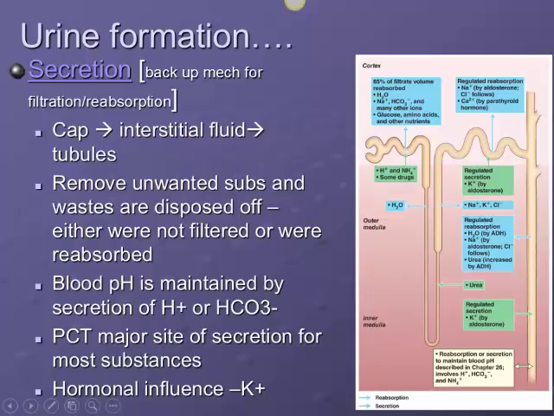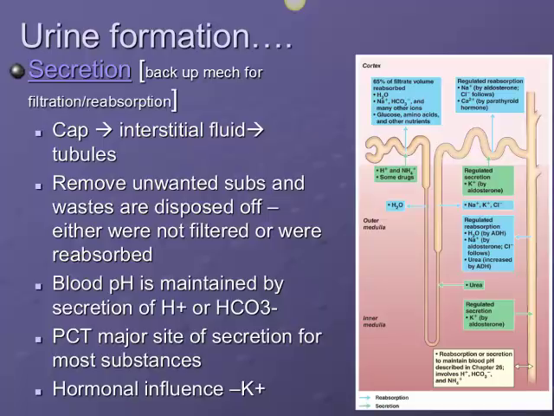Your blood pH is also maintained. Remember I said that the kidneys take part in maintaining acid-base homeostasis. So you will find that some substances like hydrogen ions or bicarbonate ions, depending on whether there is acidosis or alkalosis, the blood pH can be maintained. If there is acidosis, that means there's too many hydrogen ions. So what does the body want to do? Get rid of the excess hydrogen ions, right?